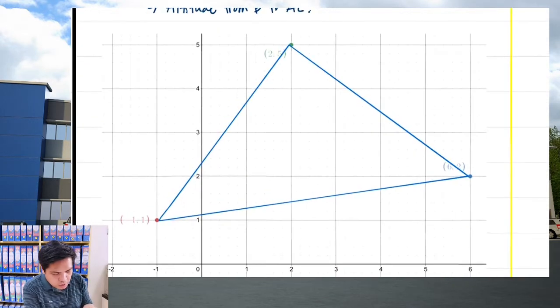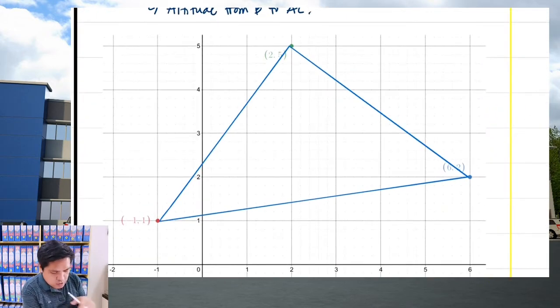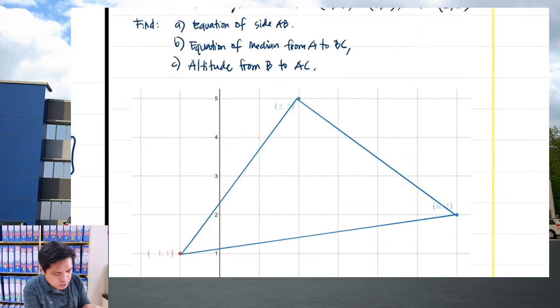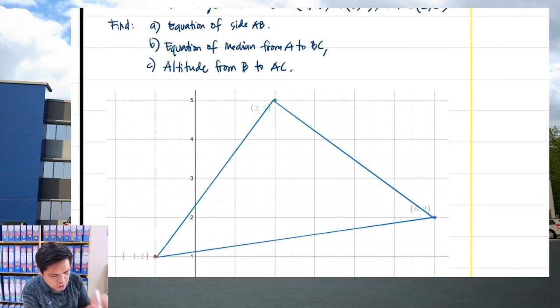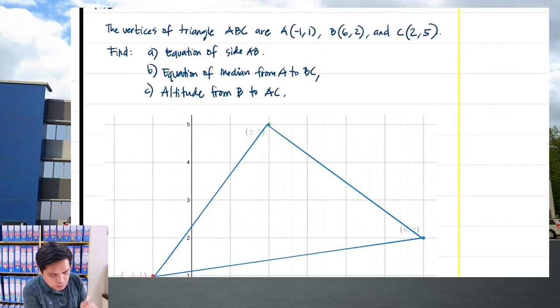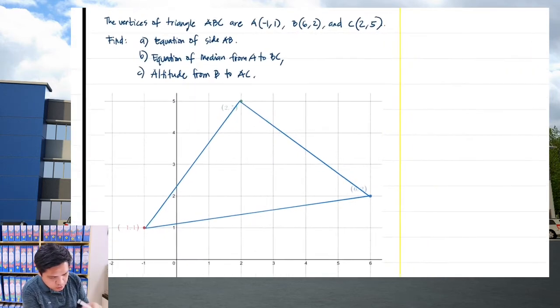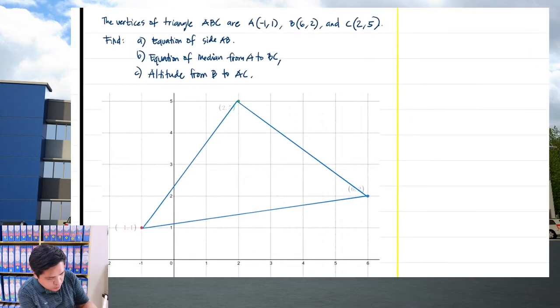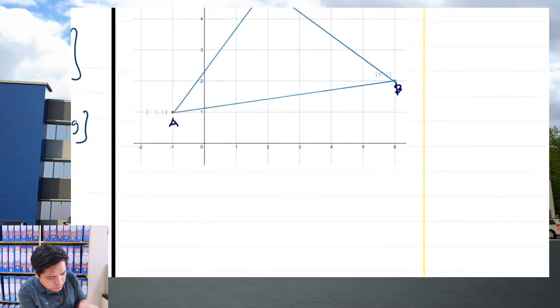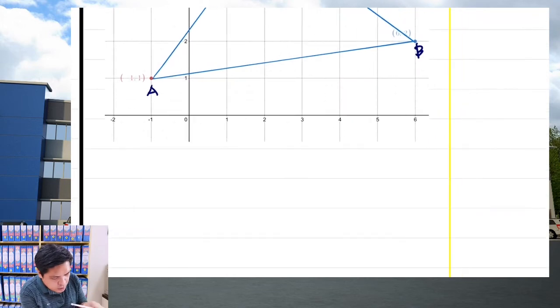Okay, using a graphing tool, I plotted the triangle on the Cartesian plane. For the first requirement for this problem, letter A, we need to find the equation of side AB. So let's label this first pala. This is A, B is 6, 2, this is B, and this is C. Okay, what is the equation of side AB? So just refer to the figure.